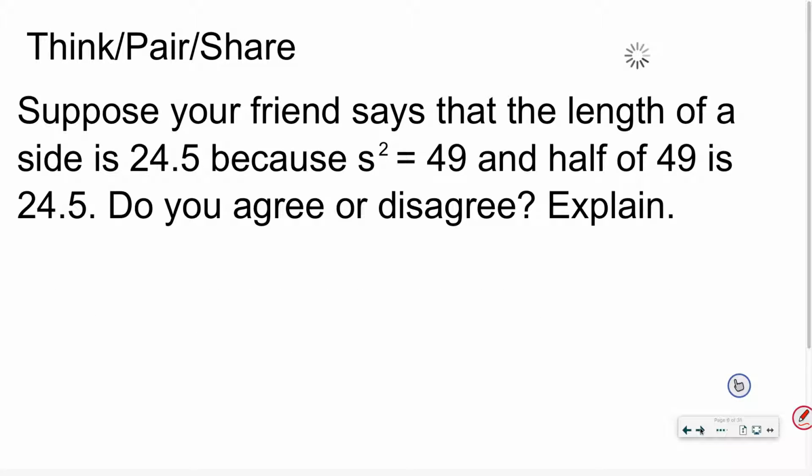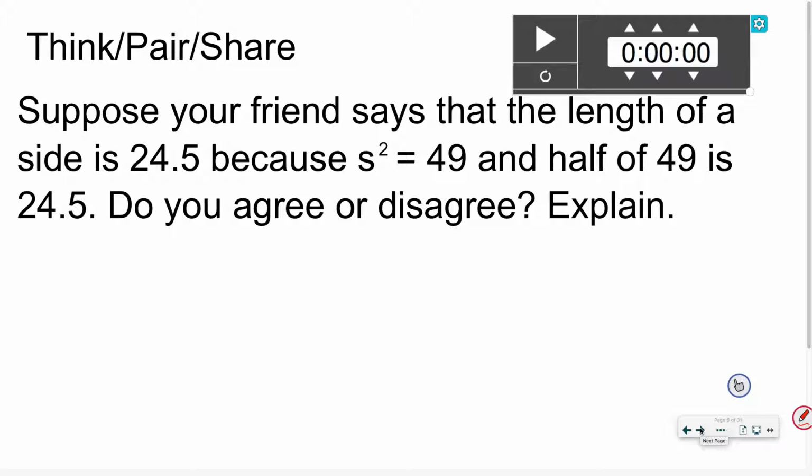So let's say, we're going to take about a minute. Let's say your friend is answering this question. And they're like, I already know the length of the side is 24.5 because S squared is 49 and half of 49 is 24 and a half. So I know that the answer is 24 and a half. Do you agree or disagree? And if you agree, why? If you disagree, why? Turn to the people around you for a minute and try to come up with an agreement or disagreement with your friend.